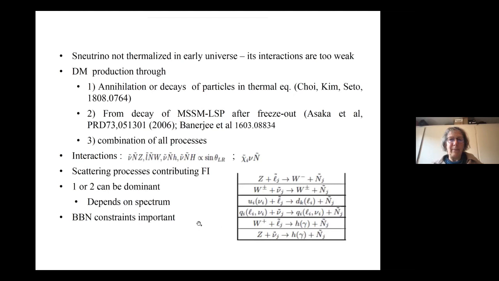Okay, so you can have dark matter production through, as I said before, annihilation or decays of particles in thermal equilibrium, or from the decay after freeze out, or a combination of all processes. So even though annihilation of particles can be very weak, there are actually many, many processes. This is a list of processes that can contribute to neutrino production.